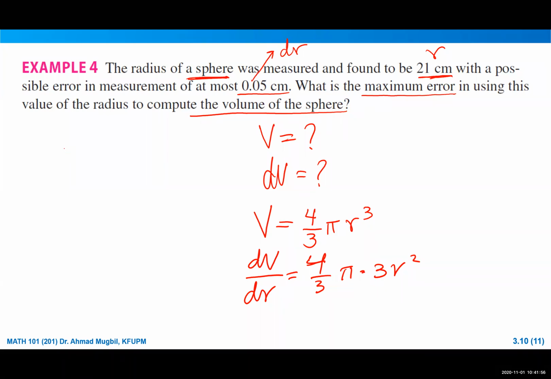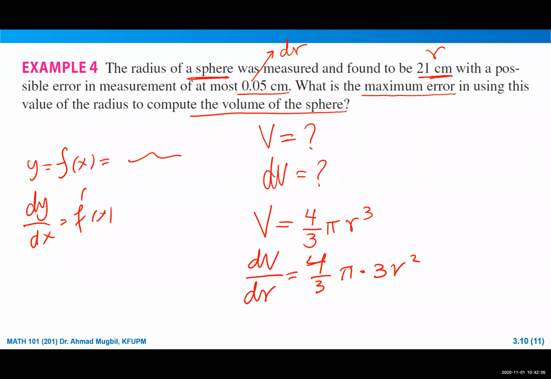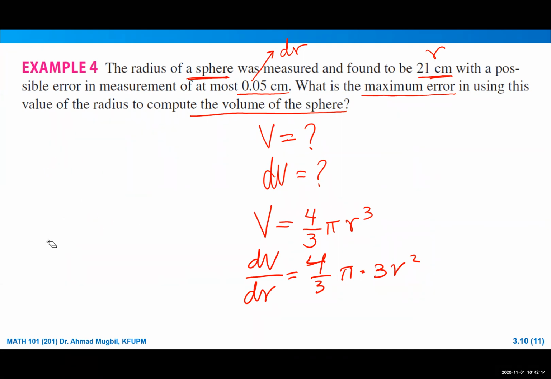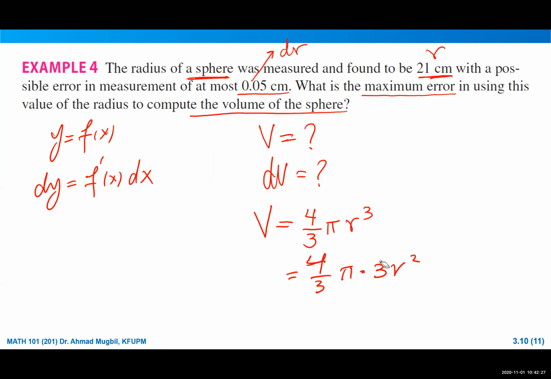It is like when you have a function y equals a function. When you differentiate, you will say dy/dx equals f prime of x. So in our case here, it is V and this is r. But why didn't you remember the differentials? We are using differentials here, Shabab. Do you remember that we said if you have y equals f of x, then dy equals what? f prime of x dx. So here we will do the same.